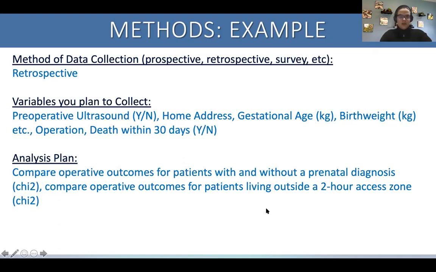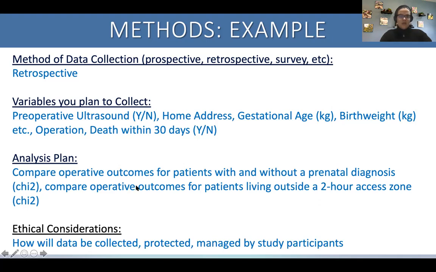When we look at our analysis plan, we're going to compare operative outcomes for patients with and without a prenatal diagnosis using a chi-square analysis, compare operative outcomes for patients living outside a 2-hour access zone with a chi-square analysis. And then when we think about ethical considerations, we want to include how data will be collected, protected, and managed by study participants.